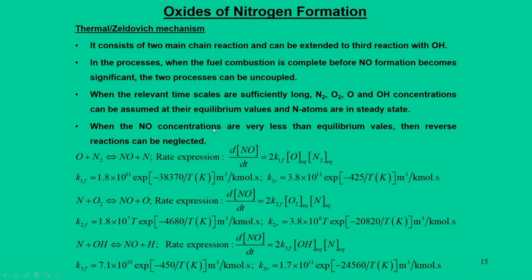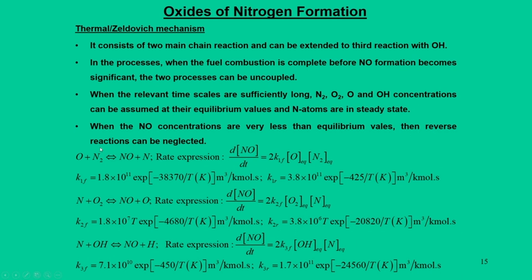Now, let us understand the first one: when this thermal or Zeldovich mechanism happens, what are the elementary reactions? First, oxygen (O) will react with N2 to form NO plus N. Again, this N can also react with oxygen to give NO plus O. And if we have radicals in these systems, N can also react with OH to give NO.